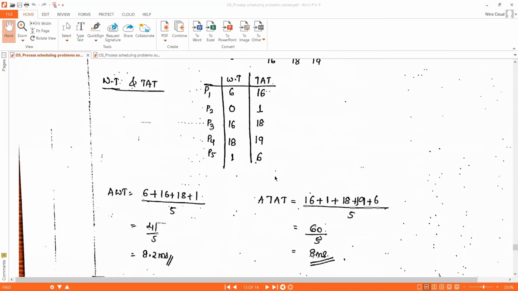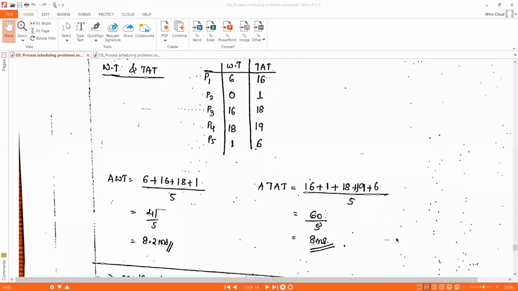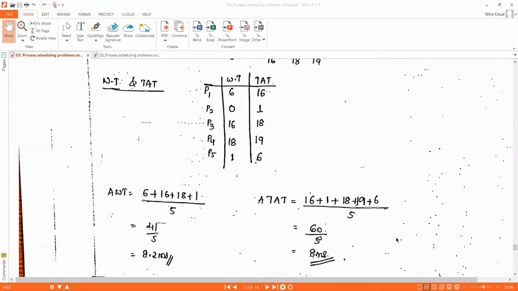Okay, now we'll find average waiting time. Average waiting time is the sum of all the processes' waiting time divided by the total number of processes. That is 6 plus 0 plus 16 plus 18 plus 1 divided by 5, we will get average waiting time, that is 8.2 milliseconds. Okay, turnaround time is also the sum of all the processes' turnaround time divided by the total number of processes, that is 16 plus 1 plus 18 plus 19 plus 6 divided by 5, we will get 12 milliseconds as the average turnaround time.